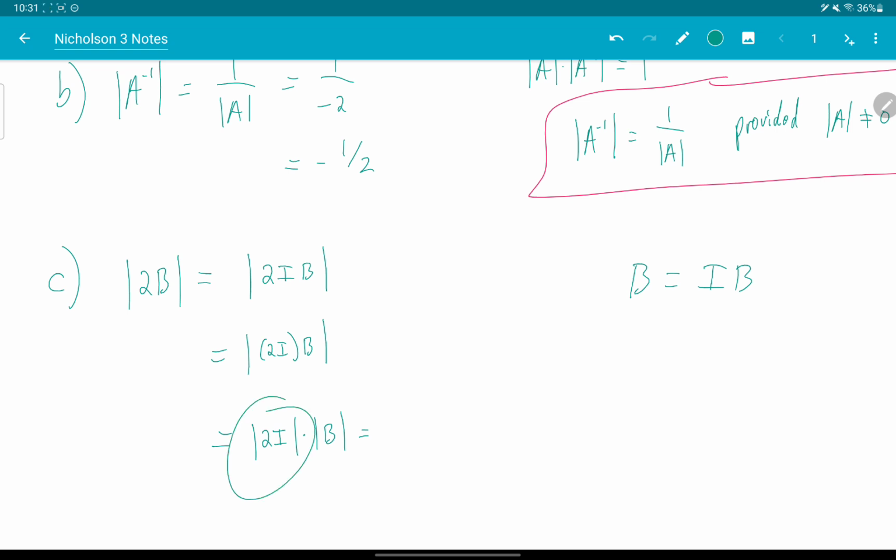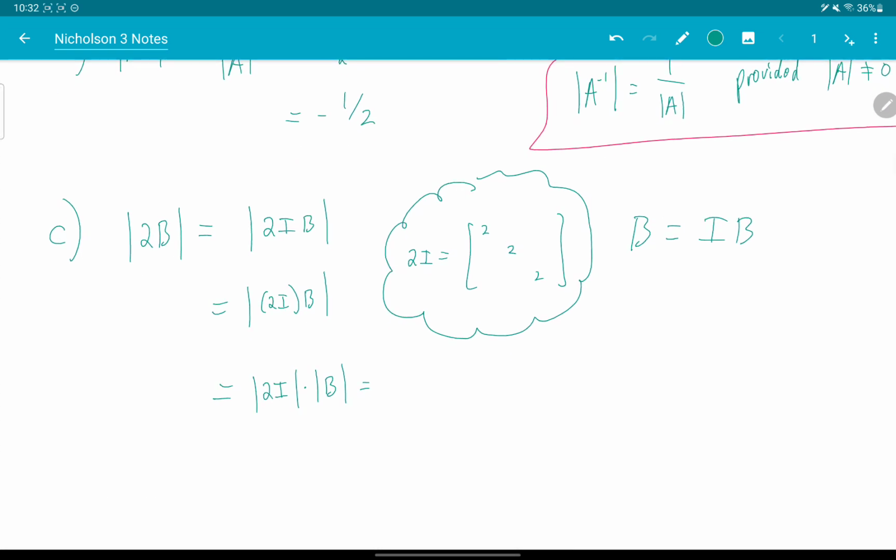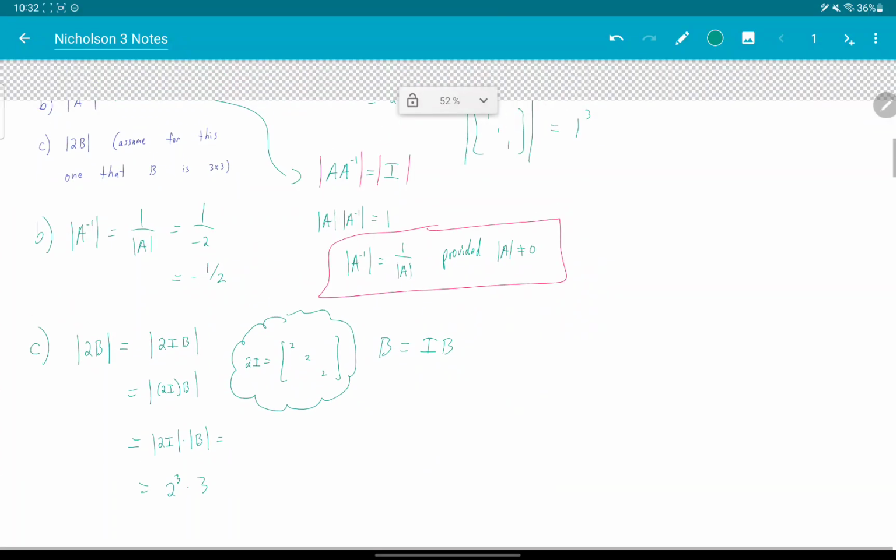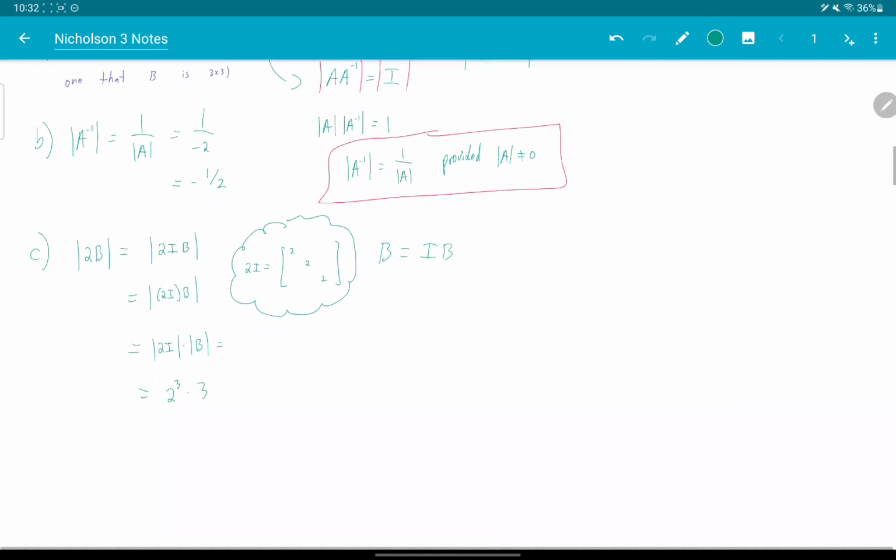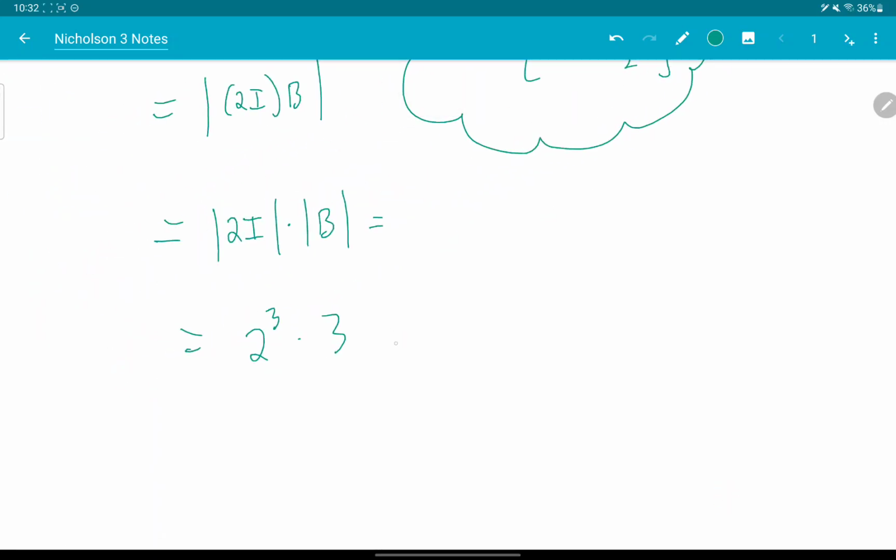And this guy we can figure out now. Because what is it? 2I is equal to this matrix. So that determinant is going to be 2 cubed times the determinant of B, which, if I'm not mistaken, is 3. Let's just zoom out a second here. 3, yeah, it's 3. So I got 8 times 3 is 24.